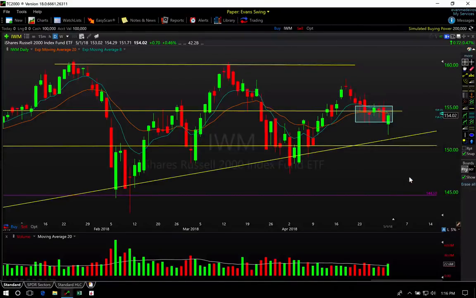IWM, kind of reclaiming itself or still holding up. We talked about it getting a little weak in the weekend video on Friday, just talked about how it was a little sluggish into the end of the week. Maybe it's recovering into this week and ready to lead this market higher.